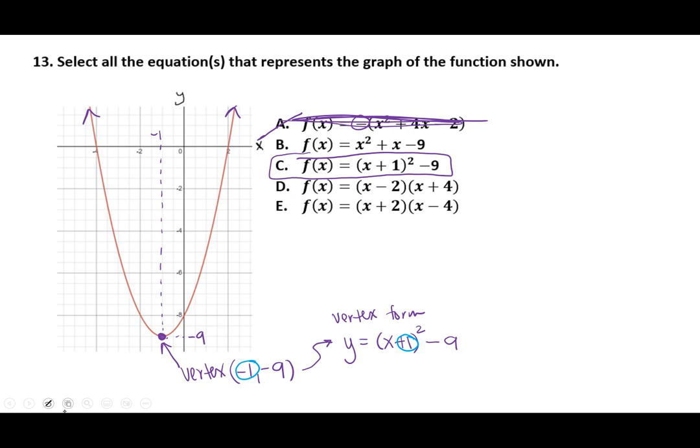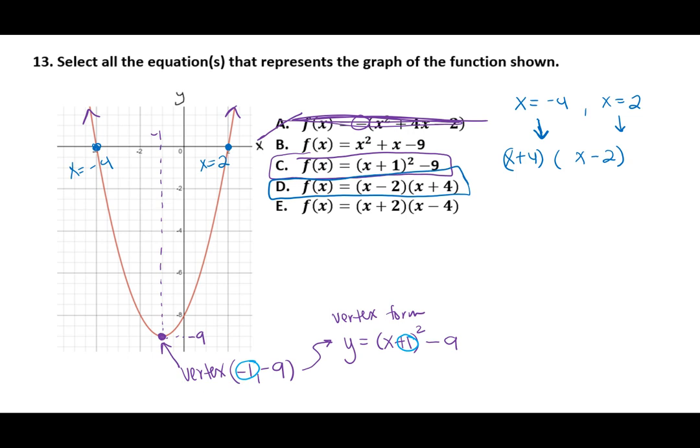Next, we want to find our x-intercepts. Here it is -4, 0. Sorry, it should be x equals -4. This is x equals 2. So in x equals -4, x equals 2. Remember, they would change to opposite signs. X values change to opposite signs. So (x plus 4) times (x minus 2), which is D.